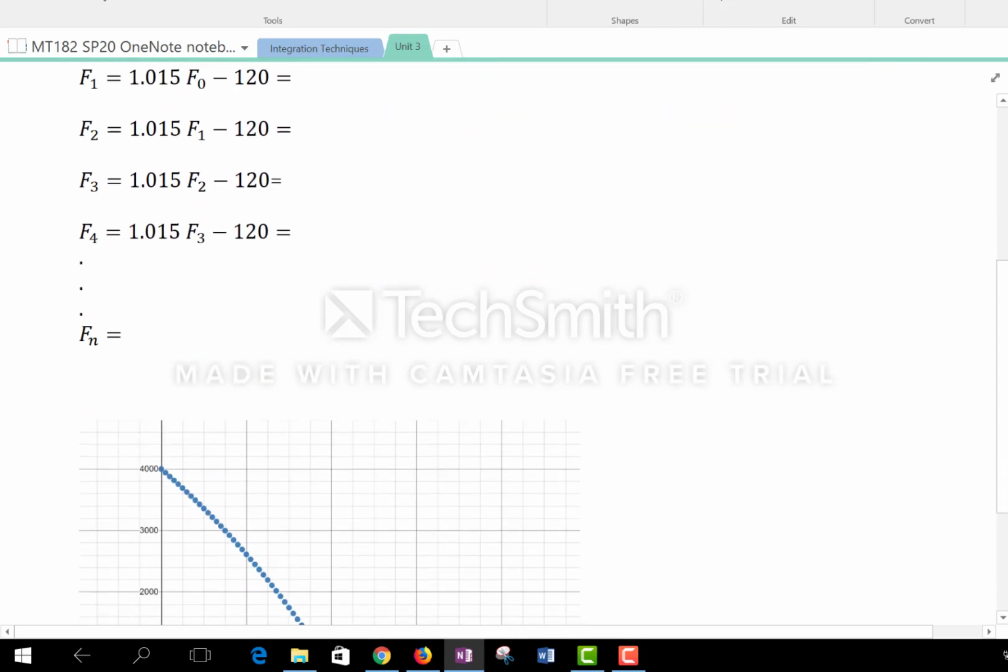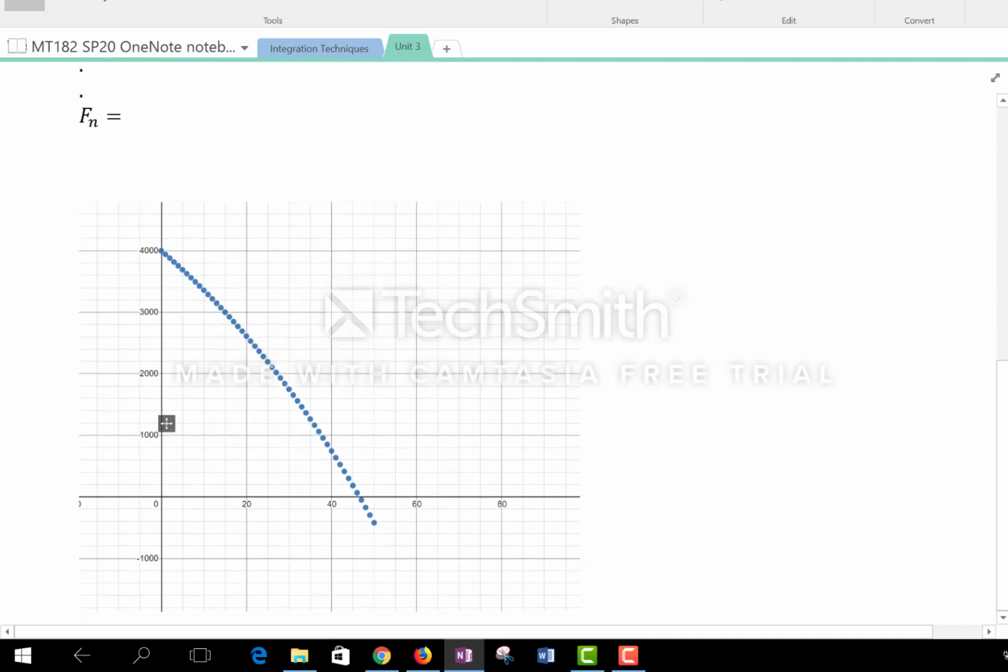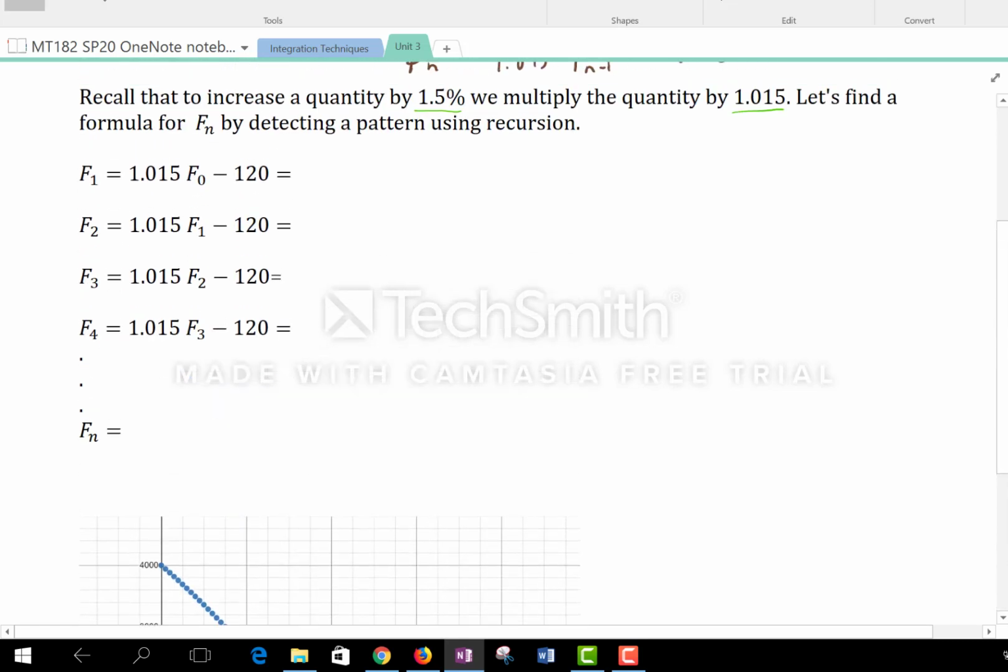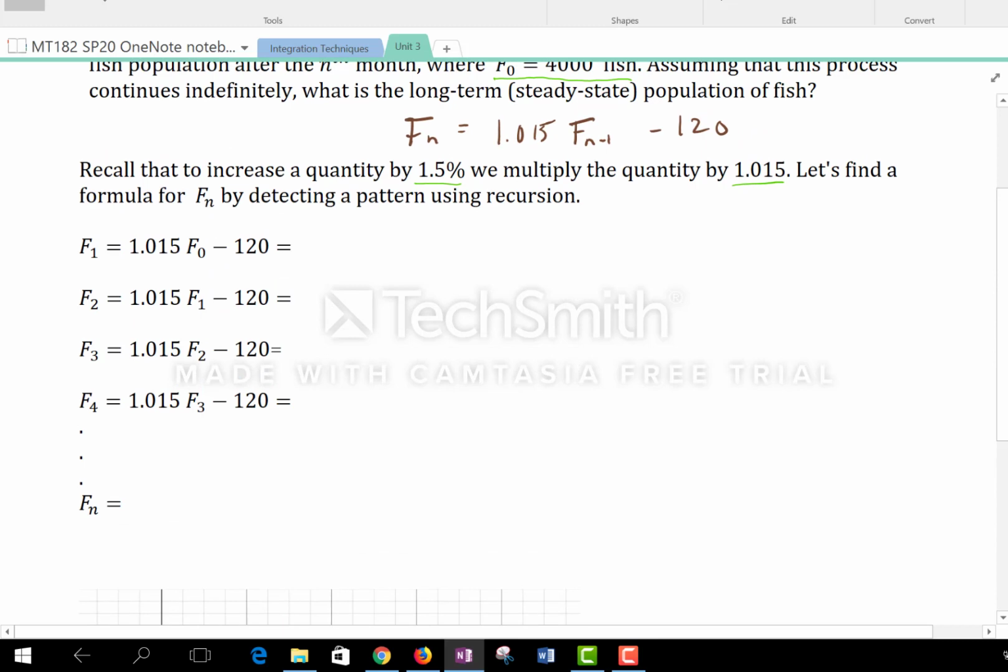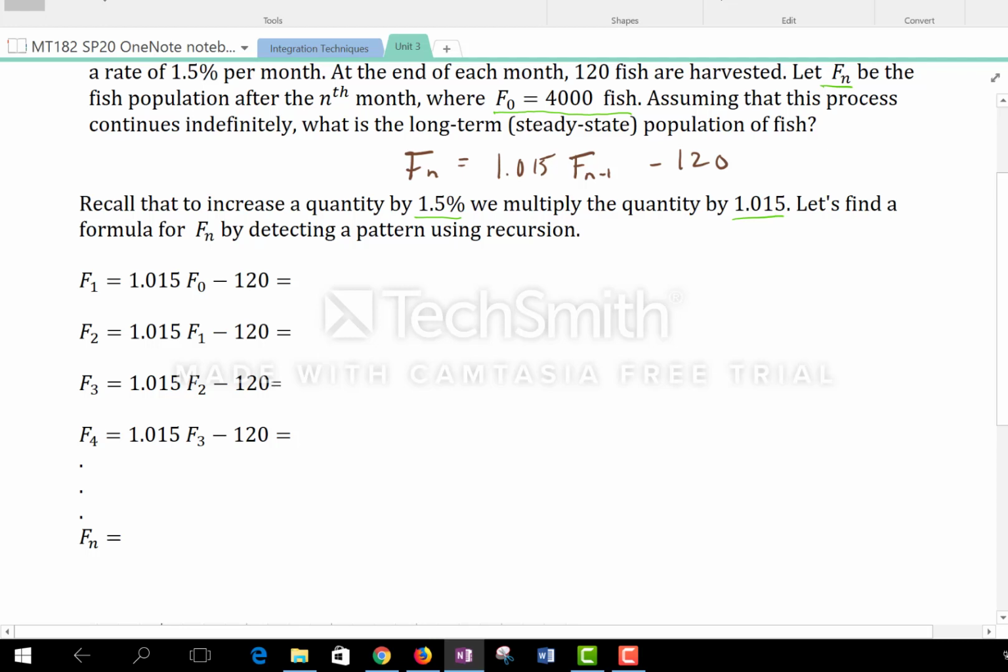All right, now I've got a picture of the sequence that I created in Desmos down below here, and we can see that, well, if we go along this pattern, eventually you're going to run out of fish. All right, so our goal is going to be to figure out how long that's going to take to happen. All right, and we're going to do this by building up a formula using the recursion relationship. And the initial amount was 4,000. I'm just going to plug that in here now.